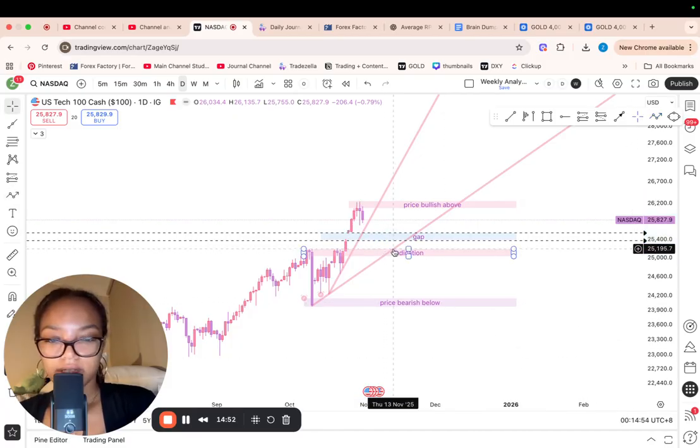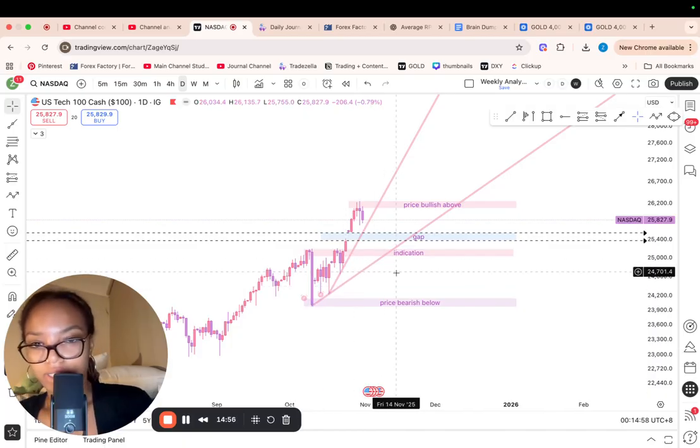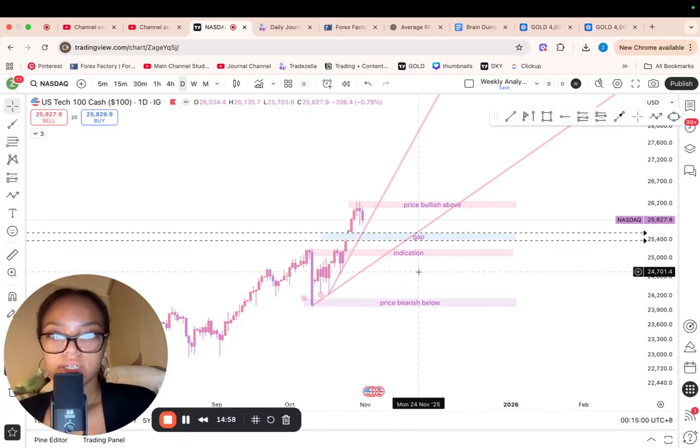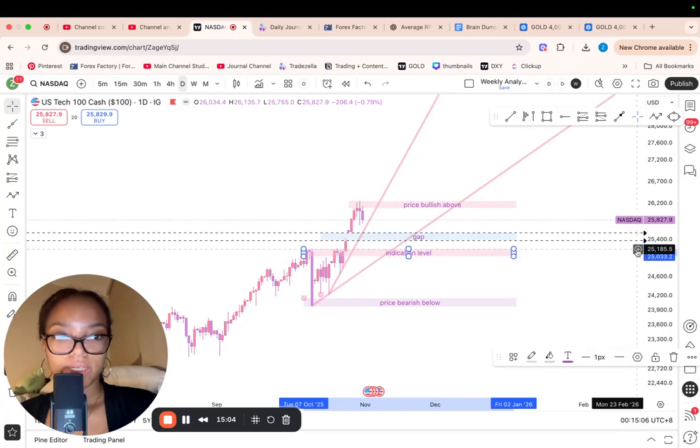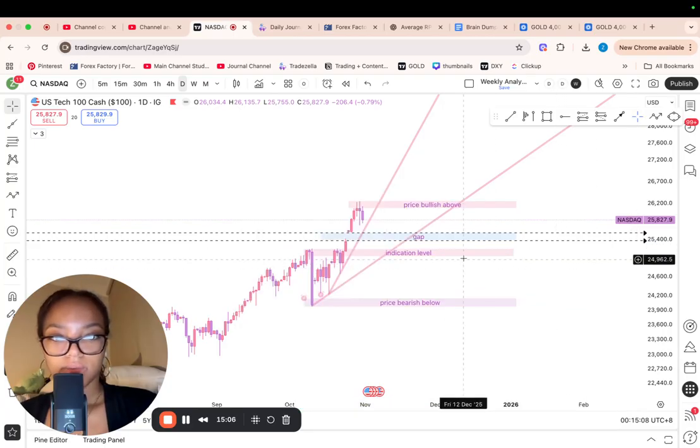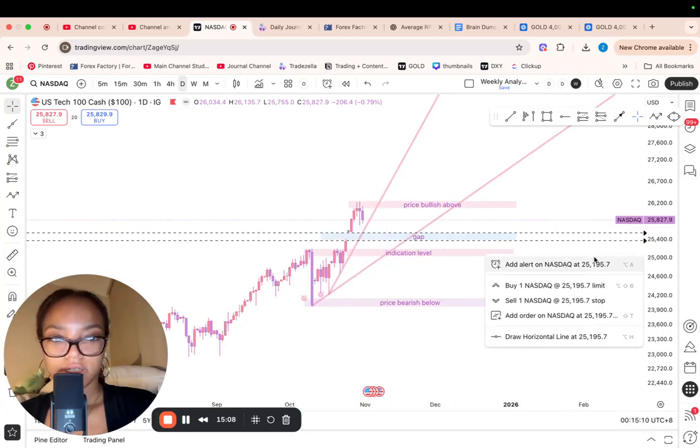Respecting this trend line, dynamic support level right here. So that's a good thing to keep in mind if we do end up crossing this. So indication level, and I think we're going to leave it at that, otherwise it's going to get way too messy. We only want one, and it's going to be on this direction at the indication level.